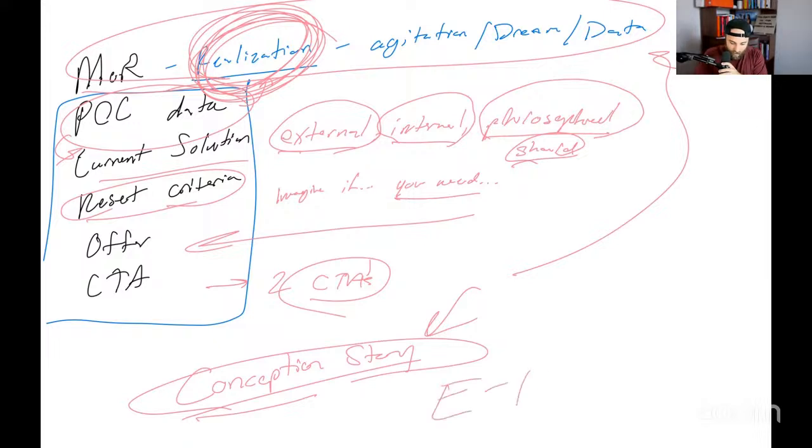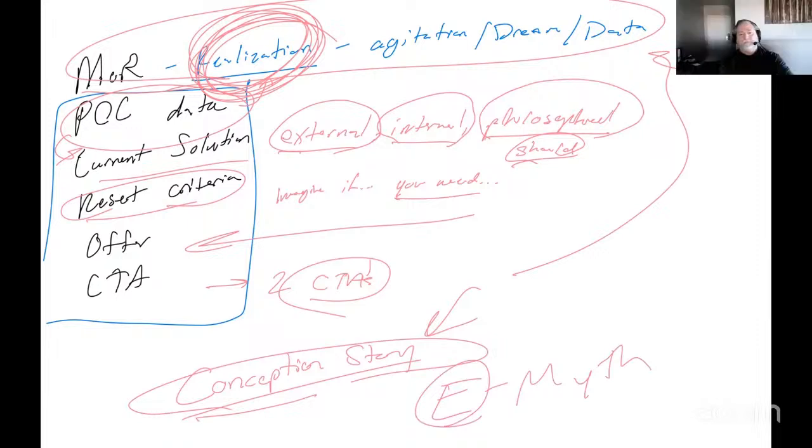If you read this book, what does E refer to in E-Myth? Entrepreneur. And what does he say everybody has? An entrepreneurial seizure. What is an entrepreneurial seizure? It's the moment of, oh, I could do this. It's just the conception story. How did you come to that conclusion?